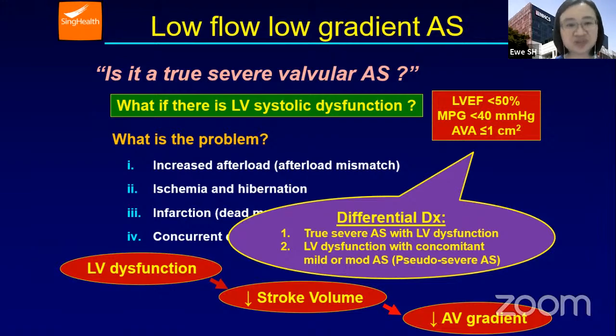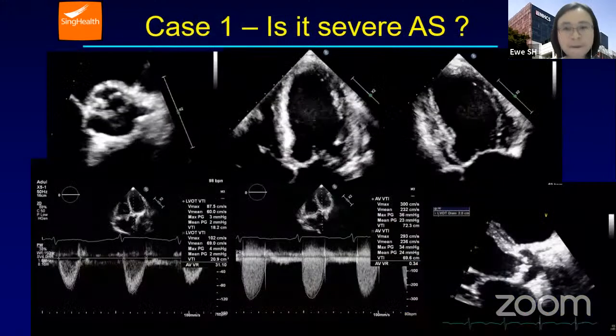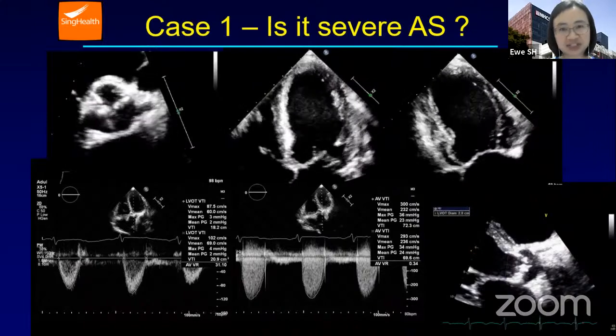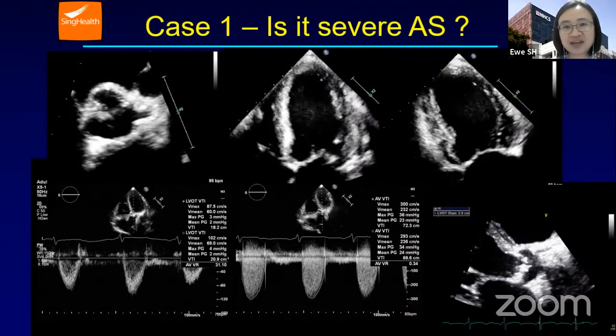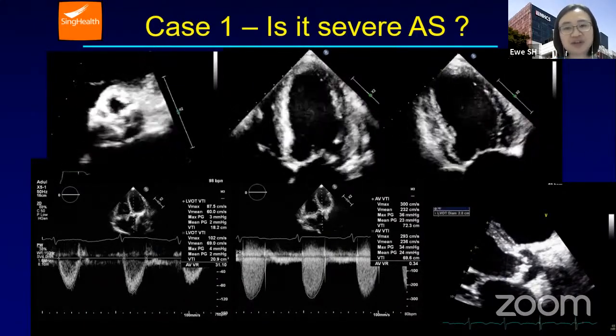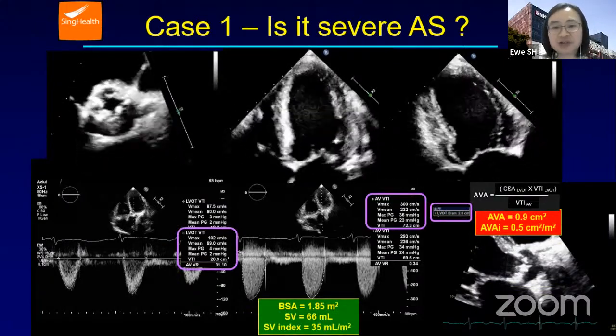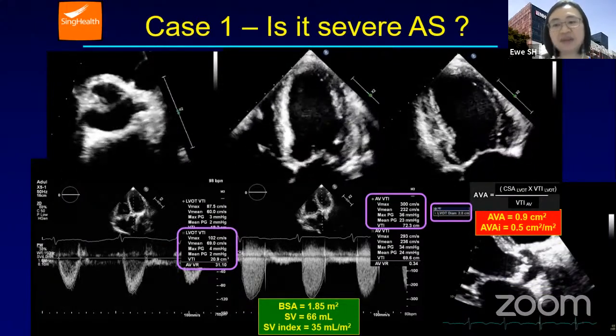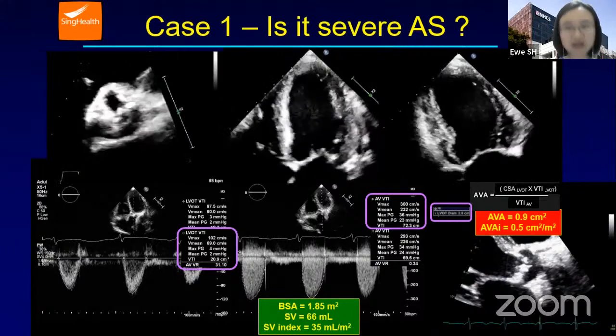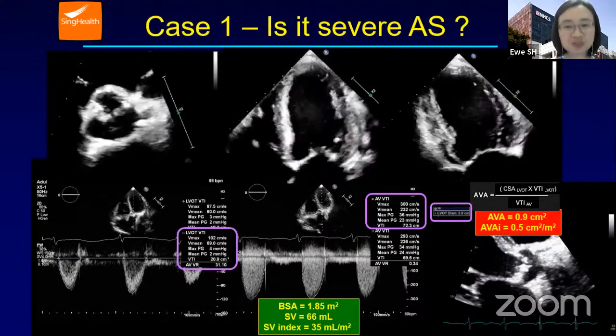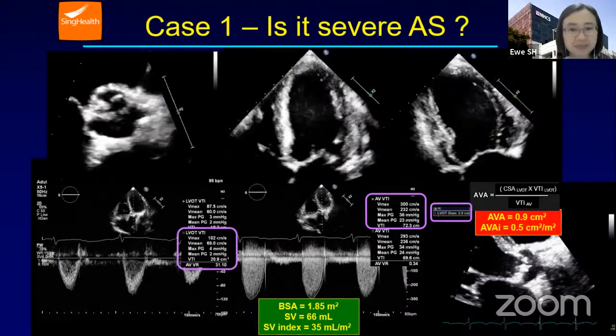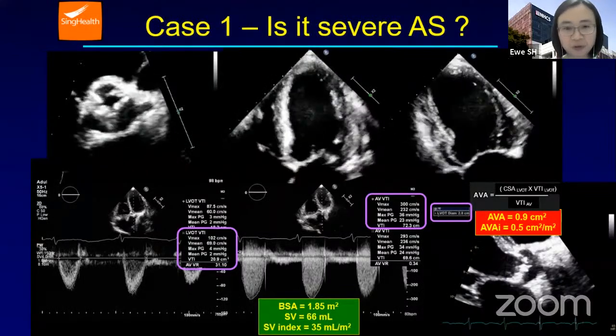So these two you need to tease out, because you want to offer surgery or an aortic valve intervention such as TAVI. In this case, you have case one, the patient with very severe LV dysfunction. After calculations, the aortic valve area, even by index, is severe. However, the mean gradient is less than 40 and the Vmax is 3 and not more than 4.